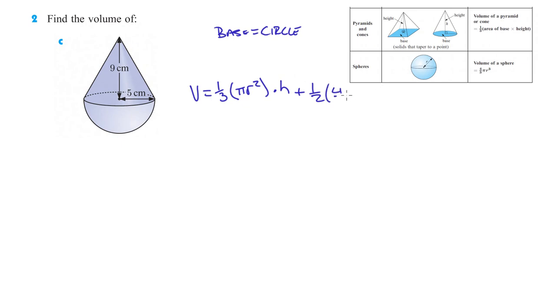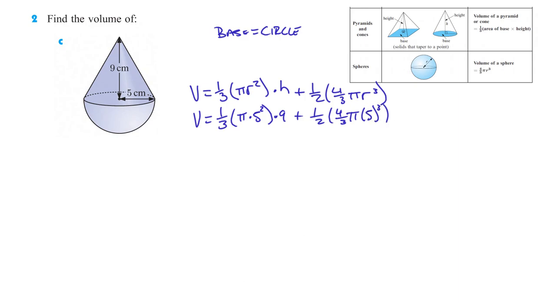1/2 of 4/3 pi r cubed. Okay, I know it looks kind of messy, and you don't have to do that all in one step. You can do those separately, but that's what we're going to end up doing here. So let's plug in what we know. 1/3 pi. We know the radius of this thing is 5. Height is 9. And then this one over here is 4/3 pi times the radius, which is still 5 cubed.